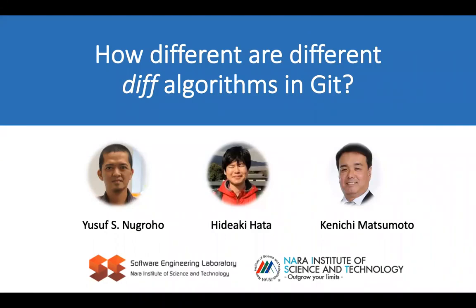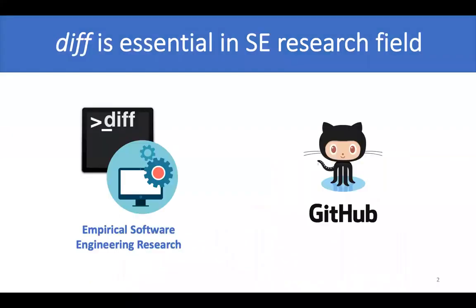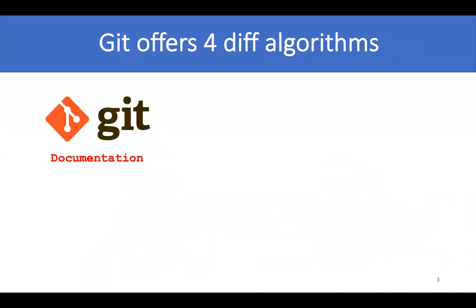In this opportunity, I would like to present my journal paper entitled How Different Are Different Diff Algorithms in Git. In empirical software engineering research, diff is commonly used in various topics. Along with the growth of GitHub, recent studies analyze software changes extracted from Git repositories by using the Git command, for example, git diff.